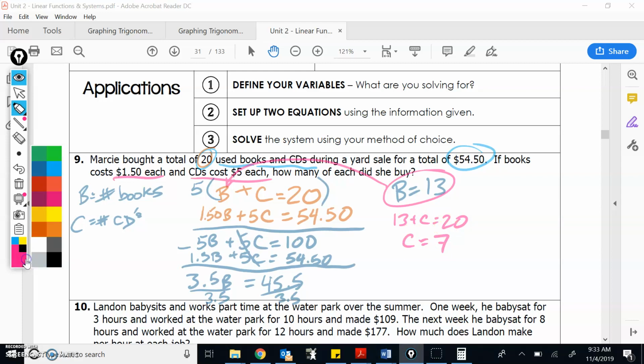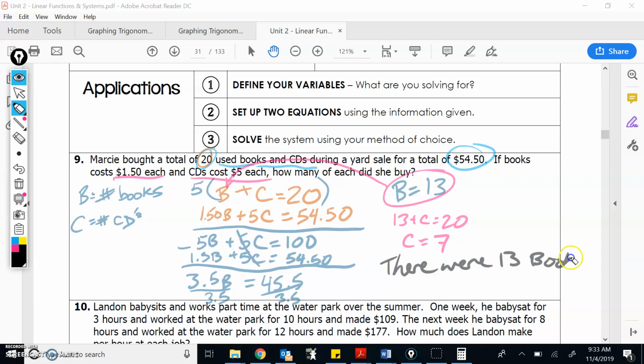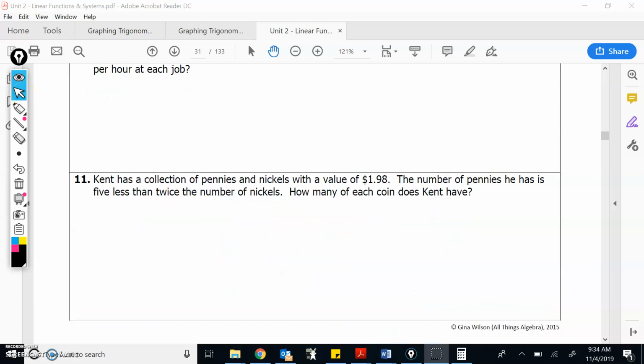Your final answer could be a sentence saying there were 13 books and 7 CDs, just to put your answer back in terms of the context of the problem. Let's do another one, one in terms of money. There are also other types of problems that we'll do in class, in terms of consecutive numbers and perimeters of rectangles, but we're just going to do 2 now and then go back over some others in class.